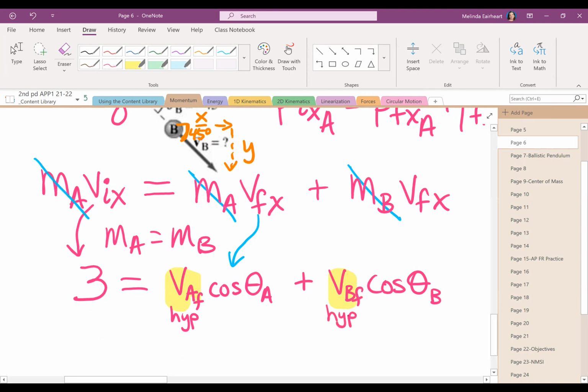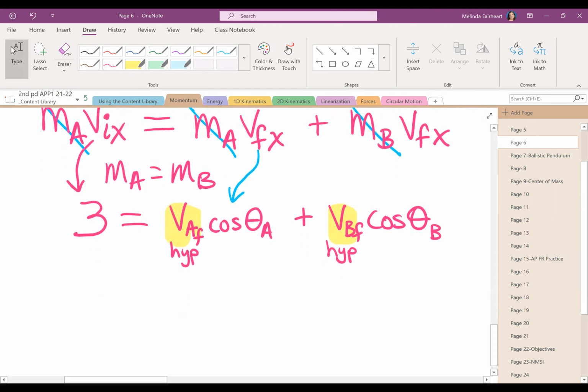right? And so the next step, let's just simplify the cosine 45. Someone grab a calculator. And so make sure you're in degree mode always. And what would we plug in here?